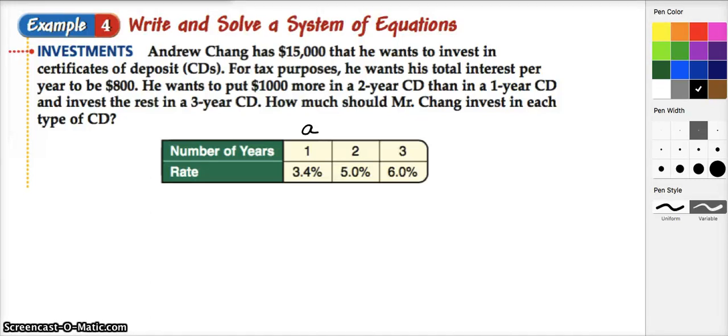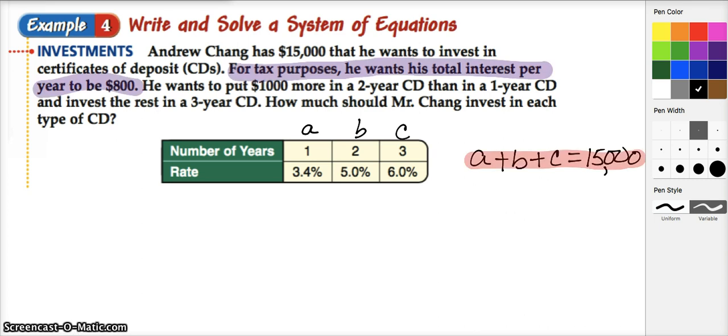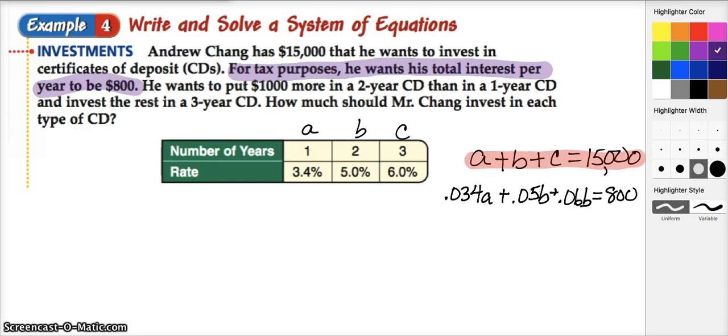So let's let A be the amount of money that he invests in the 1-year CD, B be the amount of money he invests in the 2-year CD, and C in the 3-year CD. Since he has $15,000, all of that money must add up to $15,000. This line highlighted in purple, along with this information, gives me the following equation. So this equation came from the idea that you're getting 3.4% on the A money, 5% on the B money, 6% on the C money, and we want it to all add up to 800.